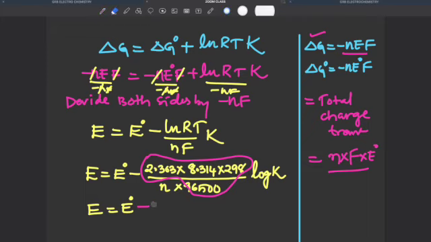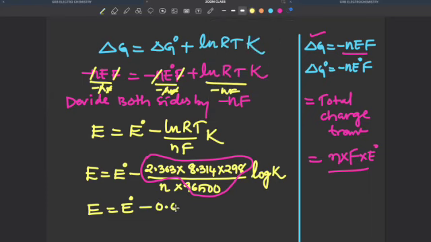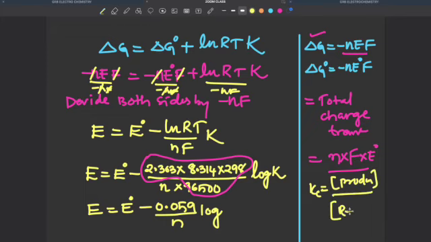I'll take the same pen here. So this becomes, so this is equivalent to minus 0.059 by n into log K, K is Kc, right? Kc कैसे लिखेंगे? मोलर concentration of products divided by molar concentration of reactants. So that is the log K. So log K के जगह you can also write products by reactants भी लिख सकते हैं. So this is the next equation.